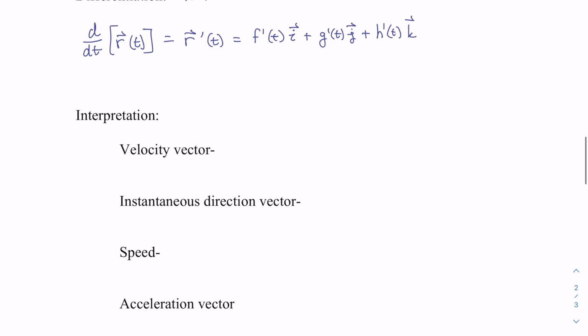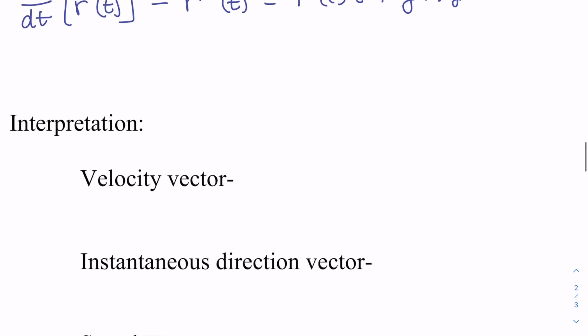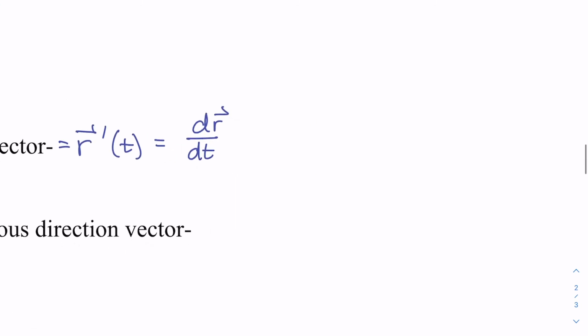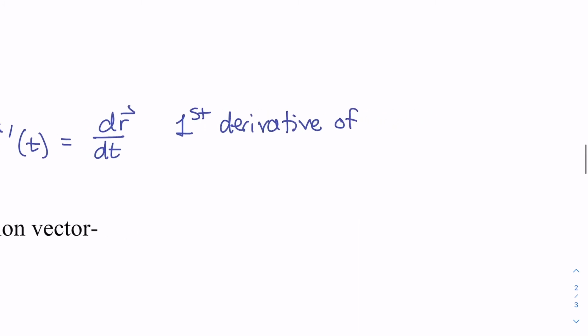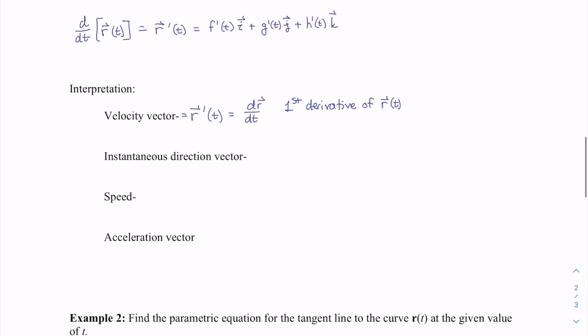So the velocity vector, right, we know velocity is the first derivative. That's the interpretation of it. So the first derivative of r is the velocity vector, and that's equal to dr dt. So it's the first derivative of r. And that will be a vector that points in the direction of motion, the velocity, and the magnitude of it will be its speed. So I can draw a picture of what that looks like here in a second.